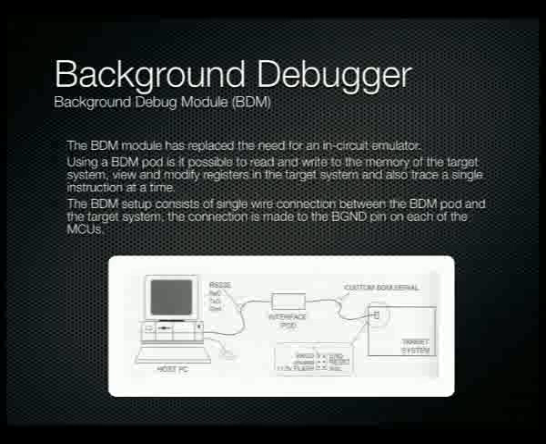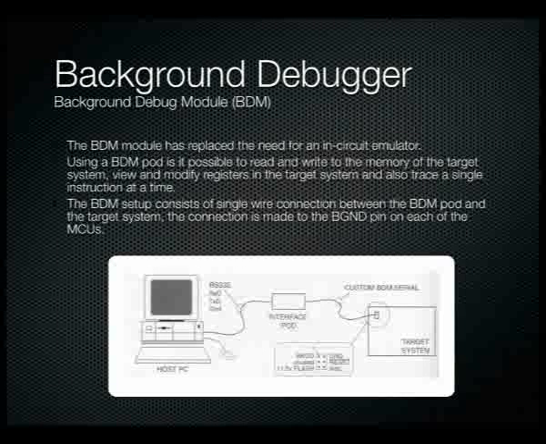So a background debug module is very useful for seeing how your code is running while it's in its real environment. You simply hook a cable into your target, and then using a BDM pod, you can communicate with the processor while it's running, without interfering with it. So you can use the background debugging circuit inside your microcontroller to see what's happening.